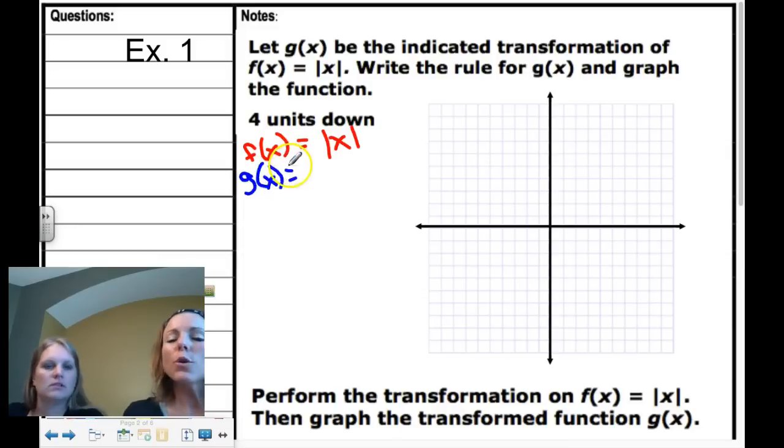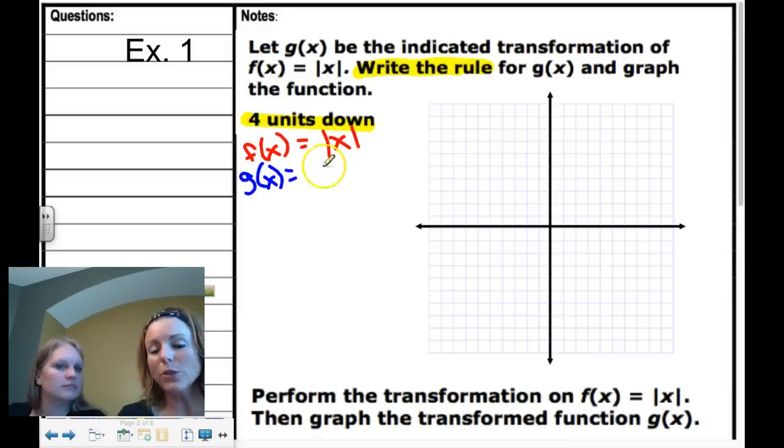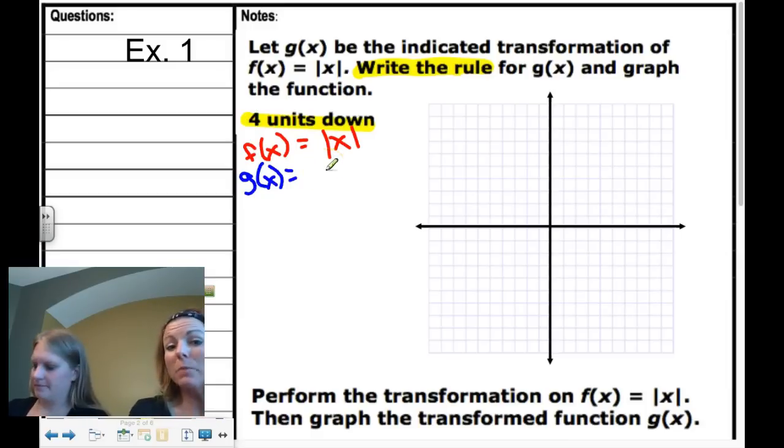Right. So it's saying, let g of x be the indicated transformation of f of x. Okay. We're going to write the rule. Could you underline that or highlight that? Because write the rule means changing the original. Right. And the directions you're going to see all the time on quizzes and tests and everything. It's going to say write the rule for g of x. Okay. Which means you're going to create a new function.